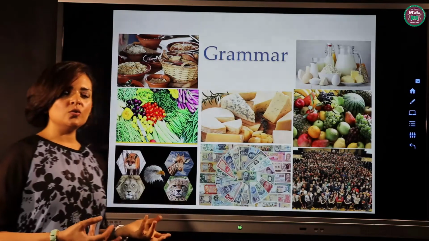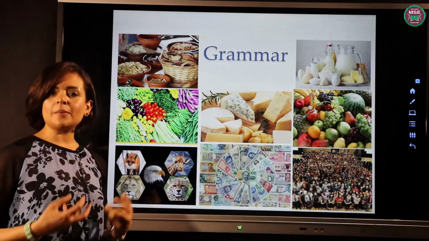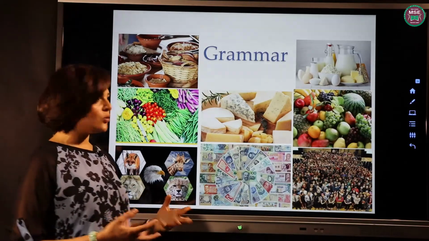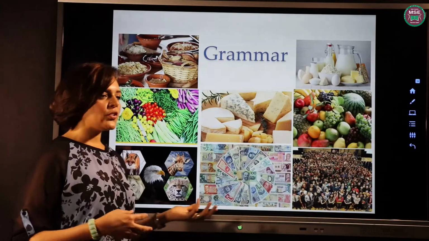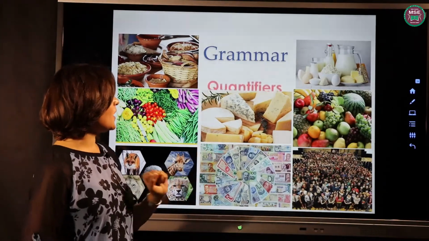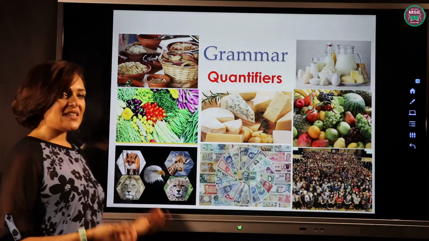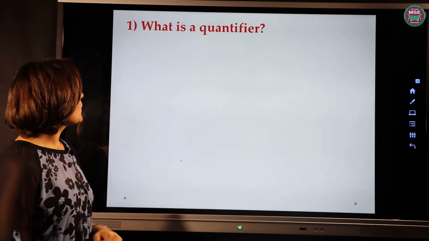When I want to count these things, when I want to speak about the quantity or the amount of the nouns, either countable or uncountable, in English we use something called quantifiers. What is a quantifier? We will explain in detail.